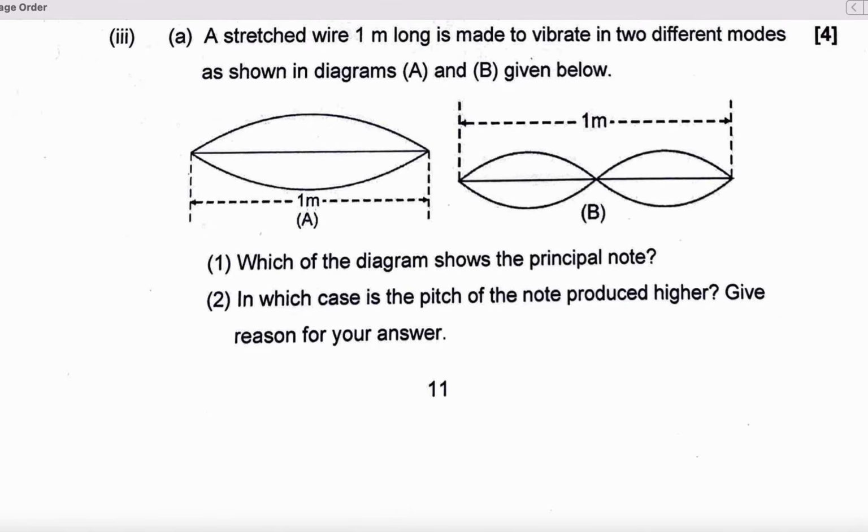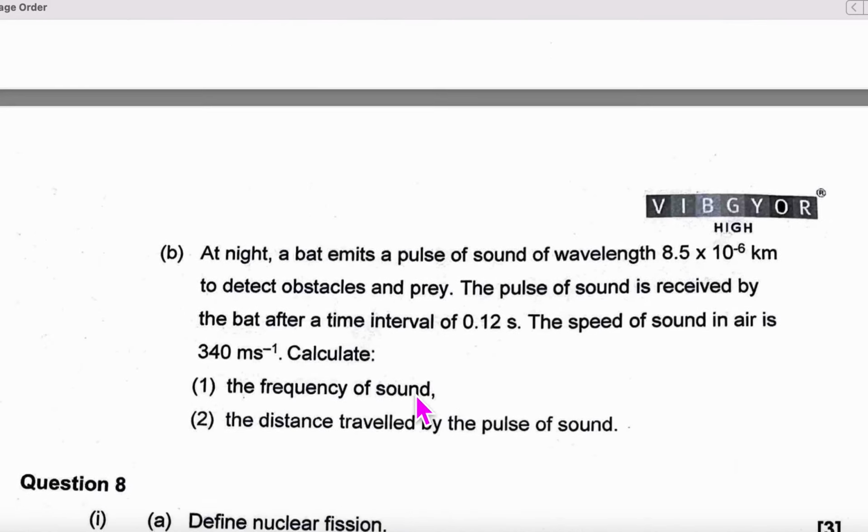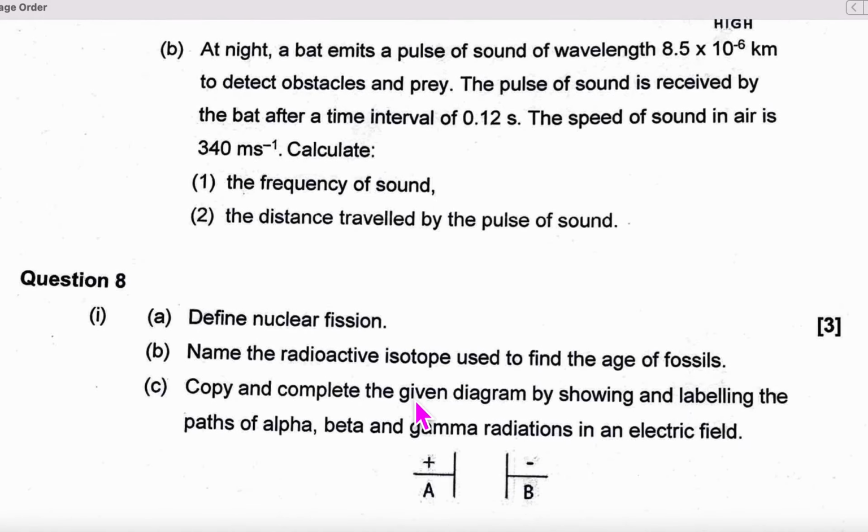You see here, this will be frequency F, so this will be 2F. In fact, FA to FB will be equal to 1:2. They may ask you to compare even the wavelength. We have done some questions like this.